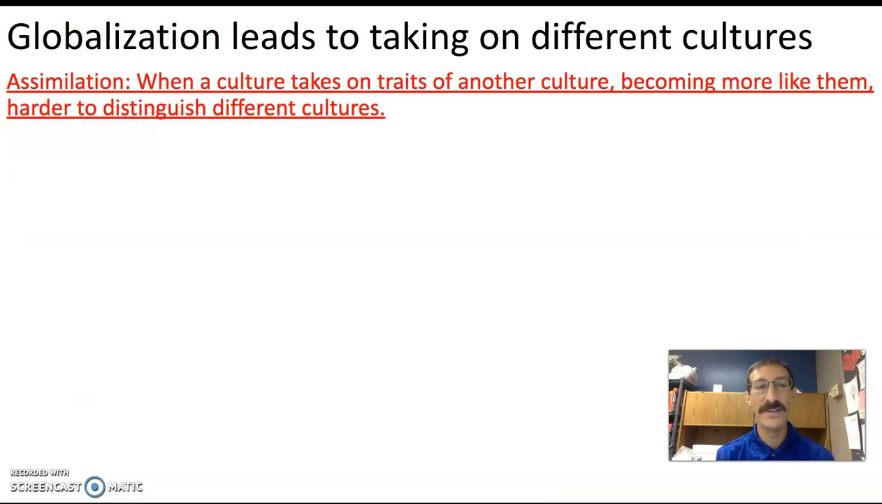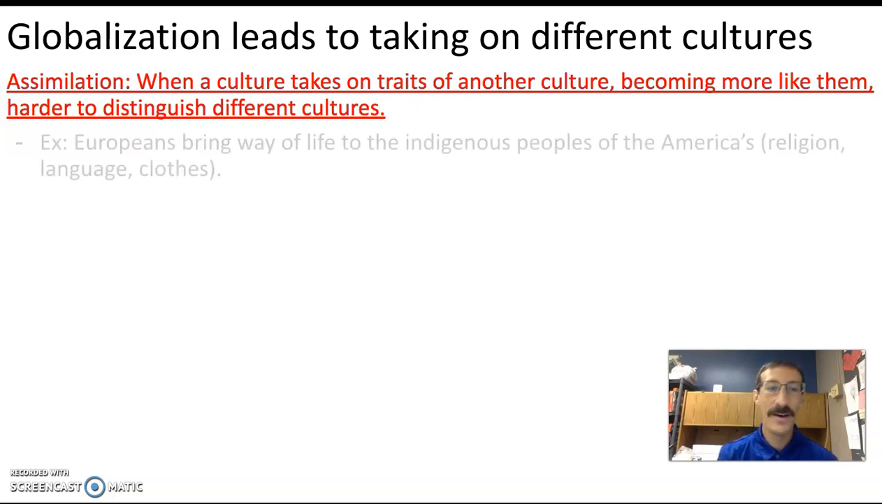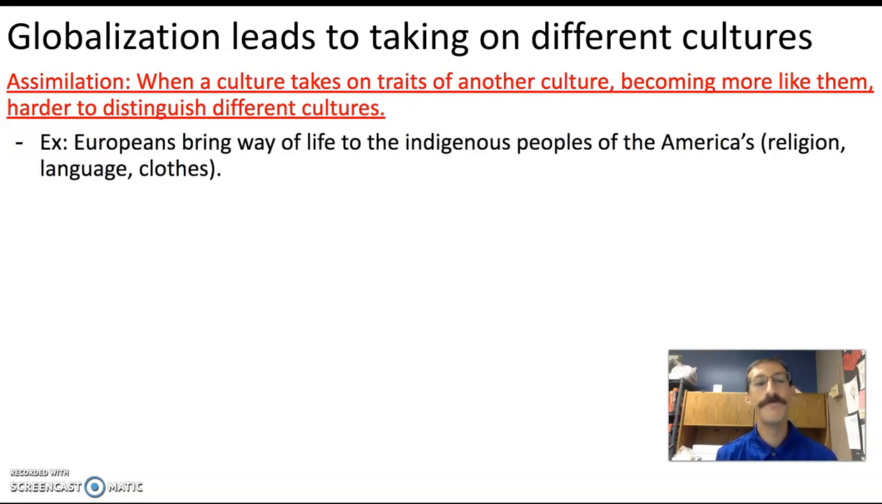So we have the two ideas here, assimilation and acculturation. Assimilation is when a culture takes on the traits of another culture, becoming more like them, and it becomes harder to distinguish between the different groups because they are kind of a blending. An example here is Europeans bringing their way of life to the indigenous peoples of the Americas, bringing in Christianity, the English, Spanish and French languages, and their styles of clothing.